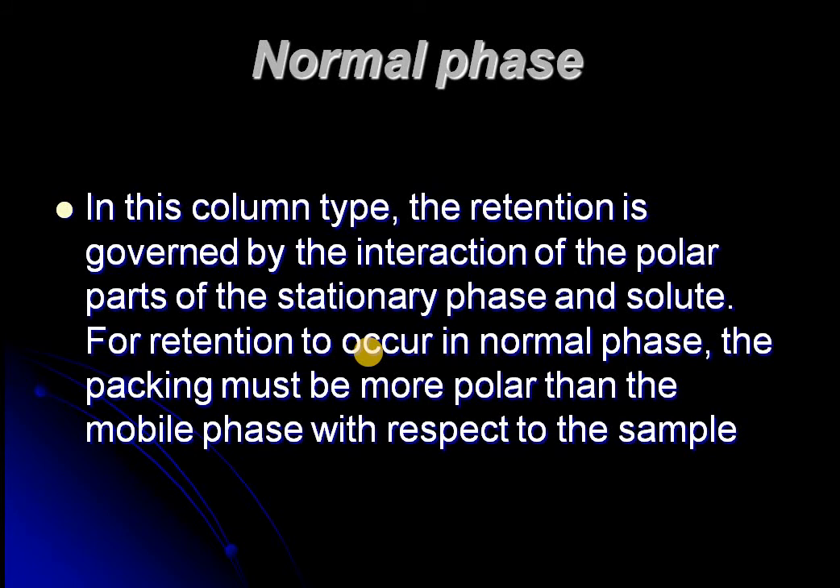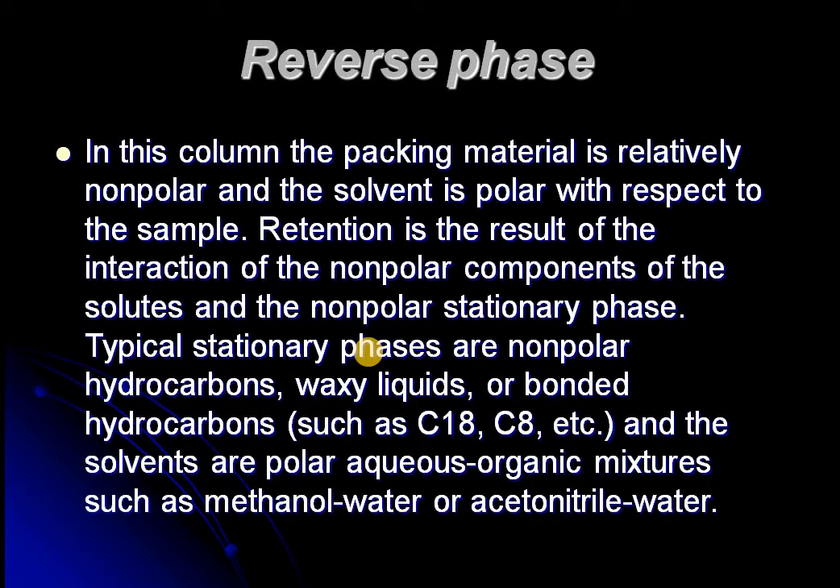Normal phase. In this column type, the retention is governed by the interaction of the polar parts of the stationary phase and solute. For retention to occur in normal phase, the packing must be more polar than the mobile phase with respect to the sample. Like reverse phase. In this column, the packing material is relatively non-polar and the solvent is polar with respect to the sample. Retention is the result of the interaction of the non-polar compounds of the solute and the non-polar stationary phase.